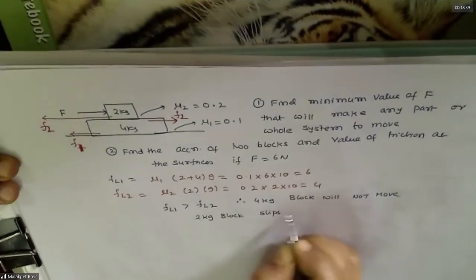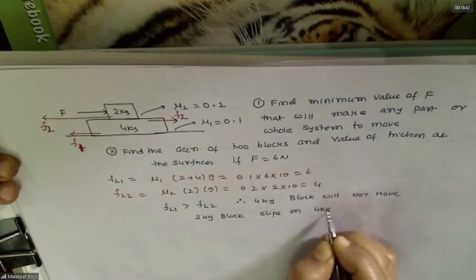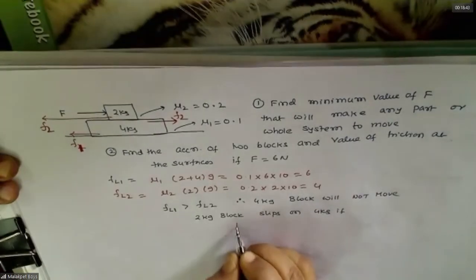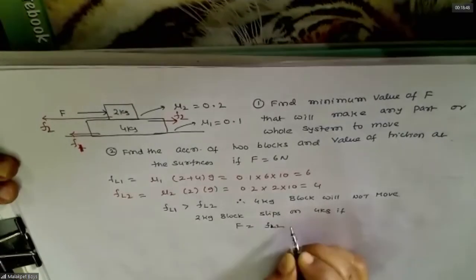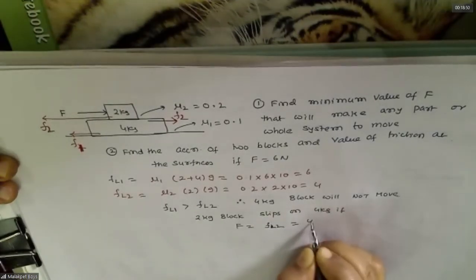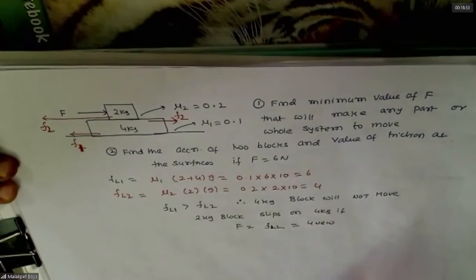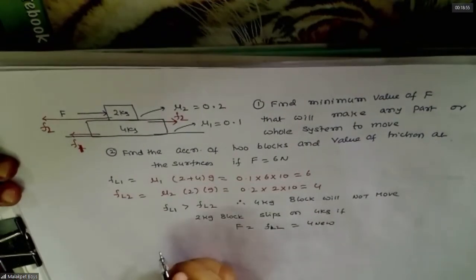It slips if F is greater, for the 4 kg block, what is the condition? F greater than FL2, no? What is FL2? 4 newtons. Understood this or not? Clear?